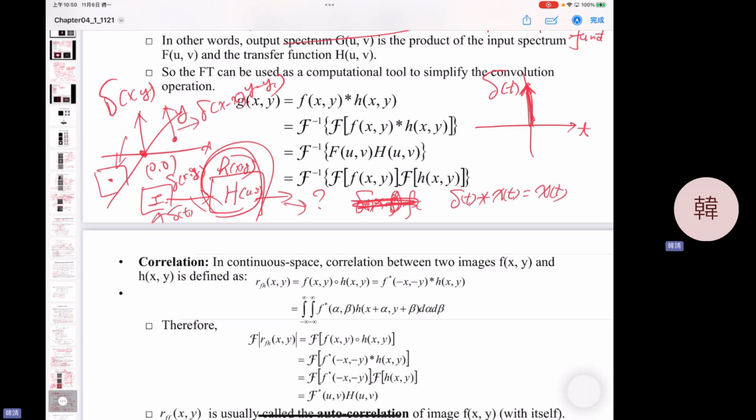Why? Because the Fourier transform of this convolution becomes the delta constant multiplied by X of omega. Okay, so everything becomes itself. And if you take the inverse of this one, you get the original signal back.